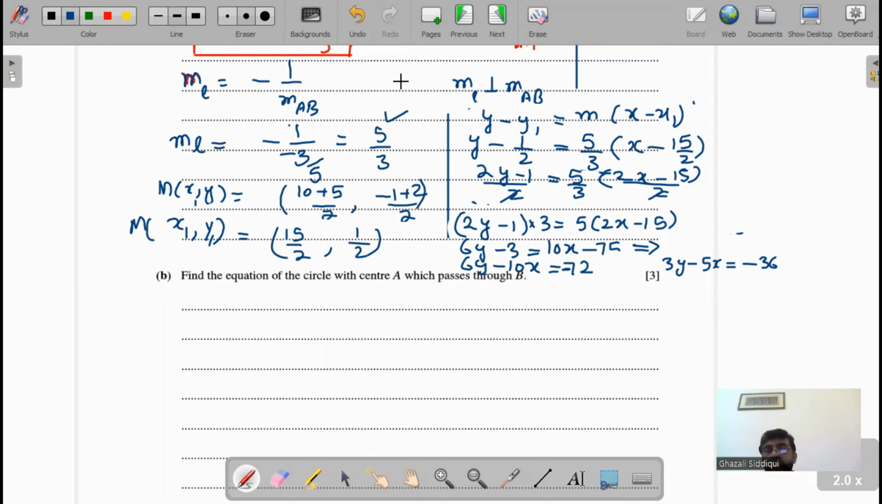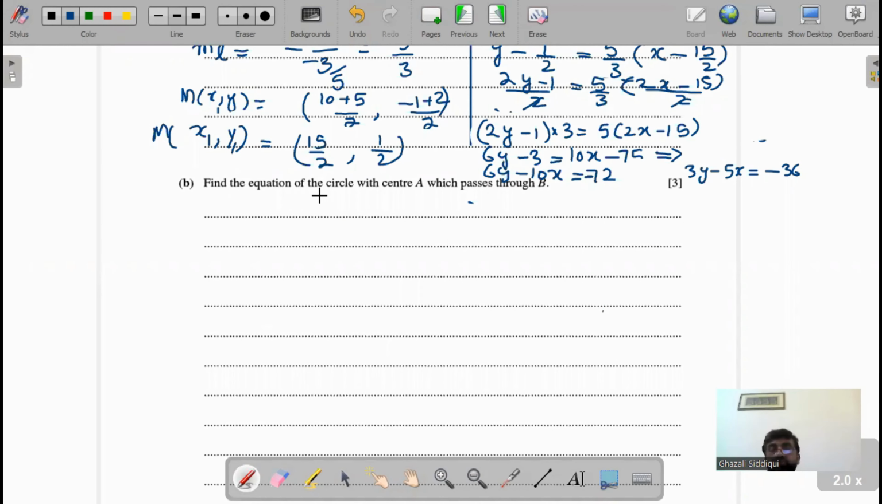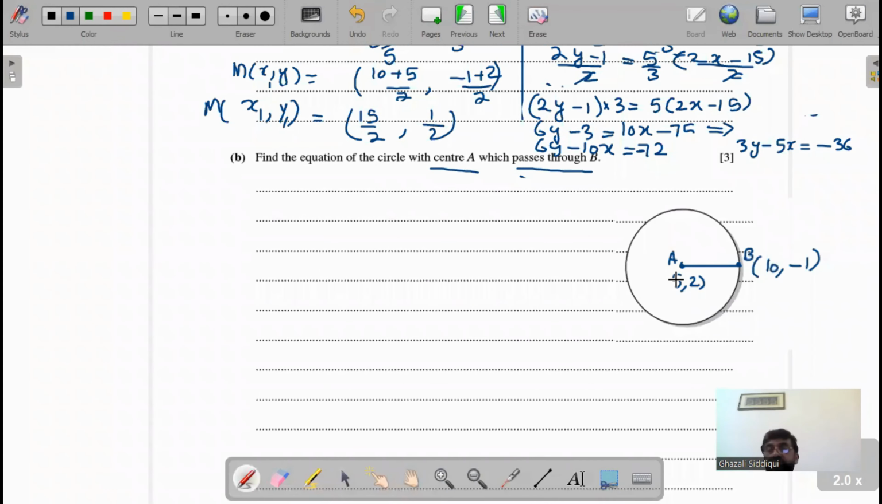This is the answer. Part B: find the equation of the circle with center A and which passes through the point B. To find the equation of a circle, firstly we draw a circle here. This is the center of the circle, (5, 2). A is the center of the circle, and B is the point which the circle passes through.